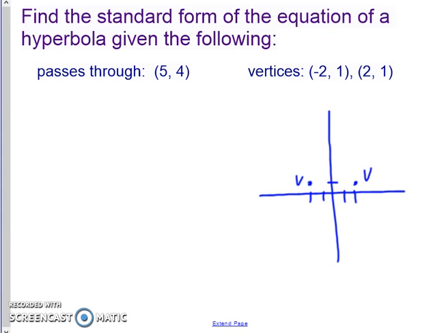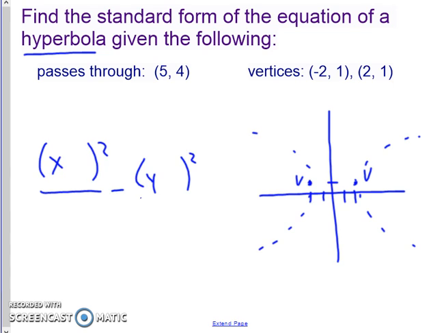So again, that tells us a couple different things here with a hyperbola. That means it's going to be opening right and left. Therefore, x would be the very first portion, or first fraction, of the hyperbola. The other thing that tells us, since we know that the center is going to be halfway in between the two vertices, is the ordered pair (0, 1). So we can go ahead and substitute that in for h and k.